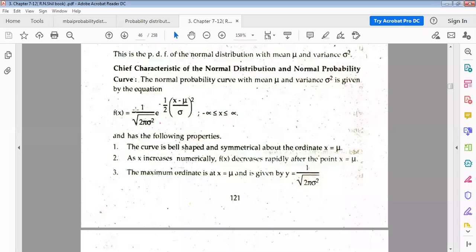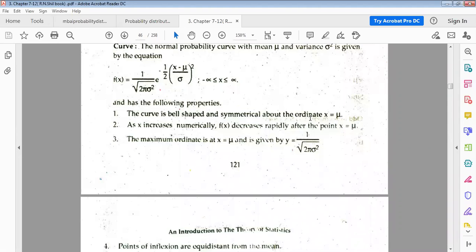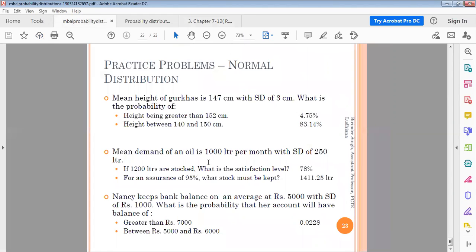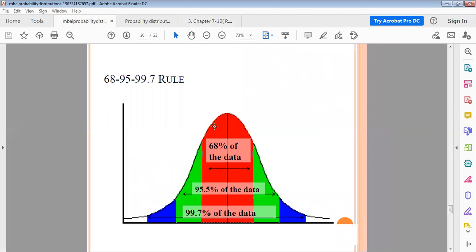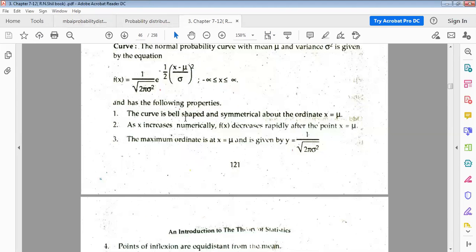For this probability density function of the normal distribution, the curve is bell shaped and symmetrical about the ordinate x equals mu. And if x increases numerically, f of x decreases rapidly after the point x equals mu. We have seen this in our curve. The maximum ordinate is at x equals mu and is given by y equals this. If you put x equals mu, x minus mu will be 0, that means e to the power 0, and e to the power 0 means 1. This is why it is the maximum, 1 by root over twice pi sigma square.